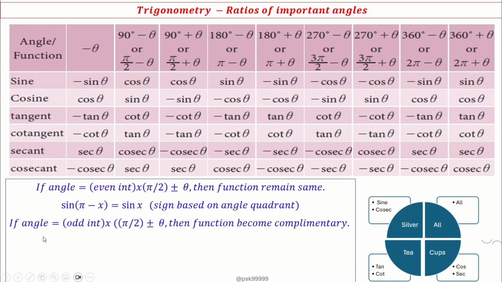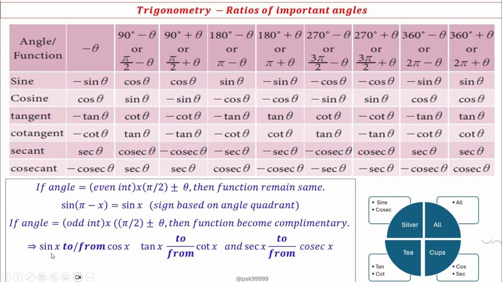Okay. Similarly, if the angle is an odd multiple of pi by 2 plus or minus theta, then the function becomes complementary, which means, for example, sine will become cos, tan will become cot, secant becomes cosecant. To and fro. Cos of 90 plus x. It is 1 into pi by 2, right? 1 is an odd number. So, because it is odd, cos will become the complementary ratio, which is sin x.